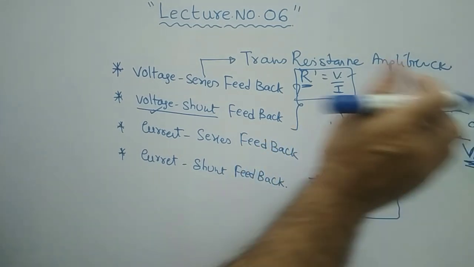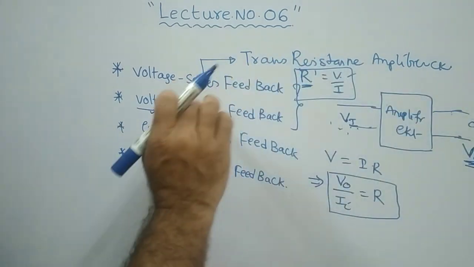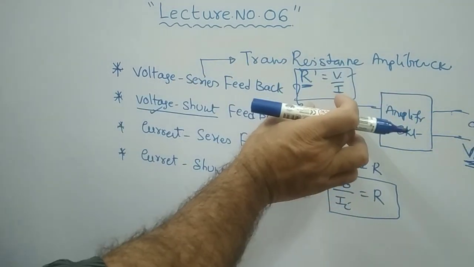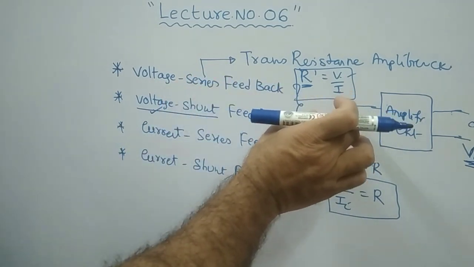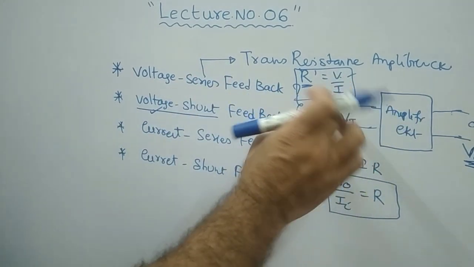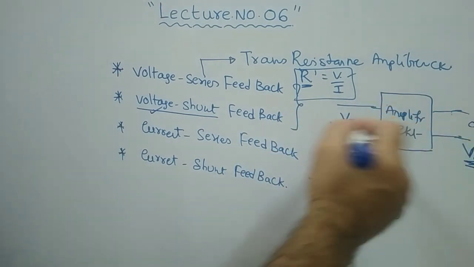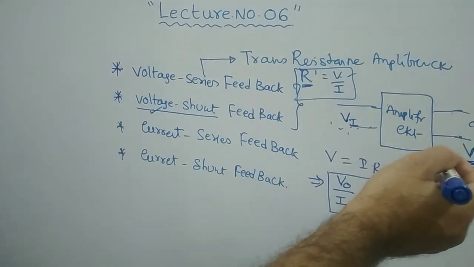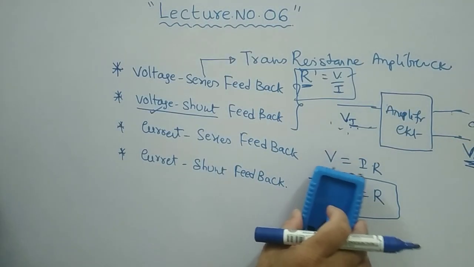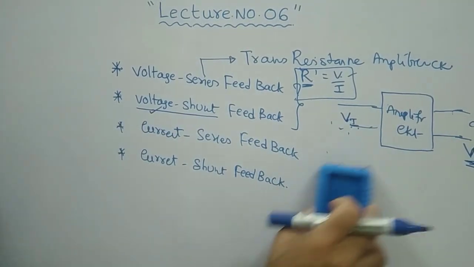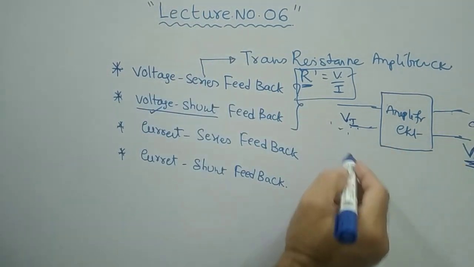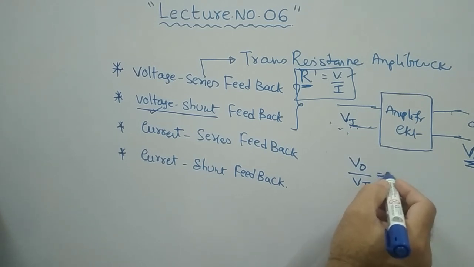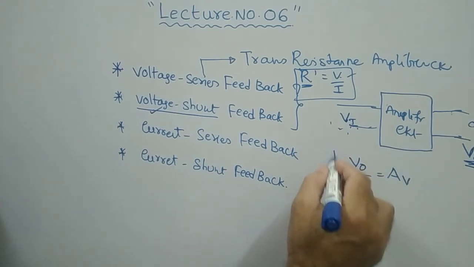Okay, so voltage shunt. In voltage shunt amplifier, your output is voltage. That voltage you are giving as a shunt connection. Because of shunt you will get voltage again. Therefore, in this case, both input and output parameters are voltages only. Now take the ratio, what is this? V0 by Vi. Clear? Output by input, so it is V0 by Vi. What is this? It is gain, called voltage gain.